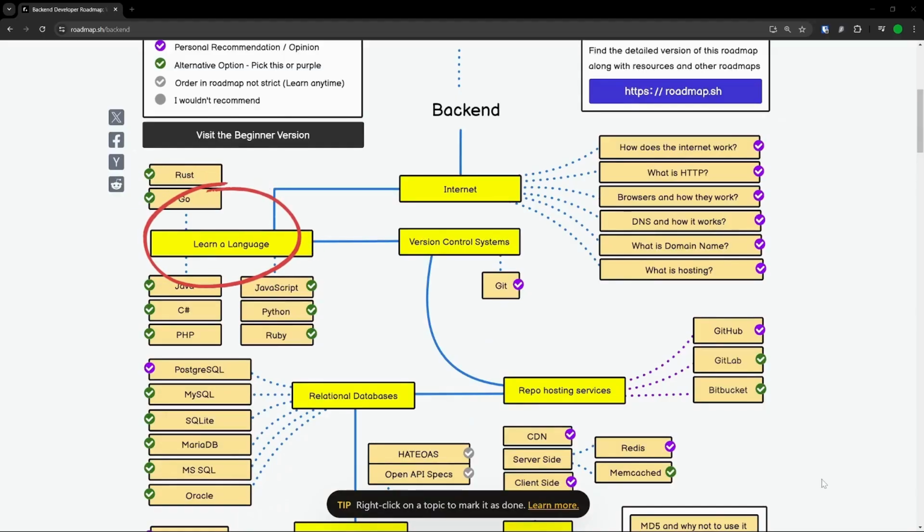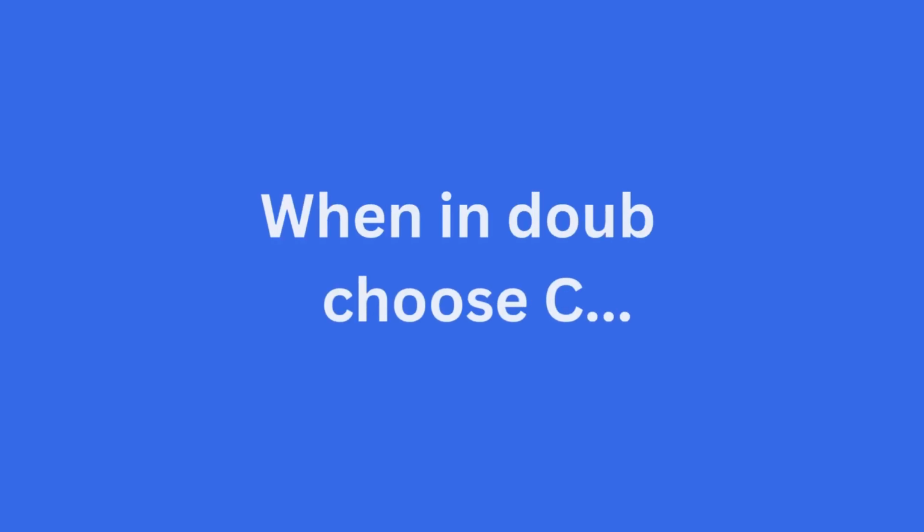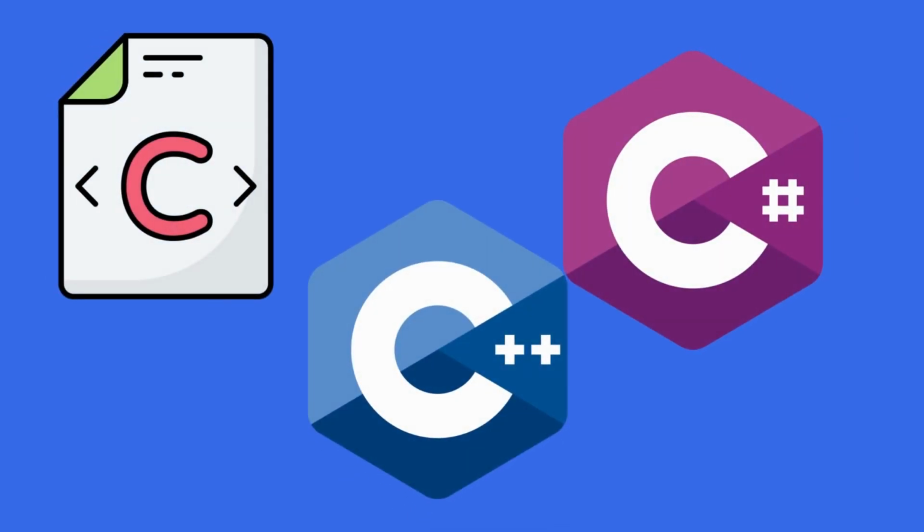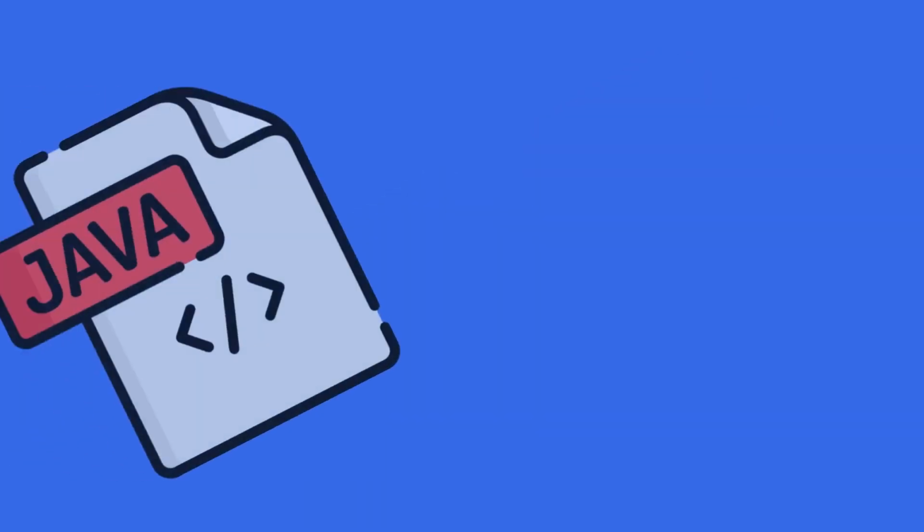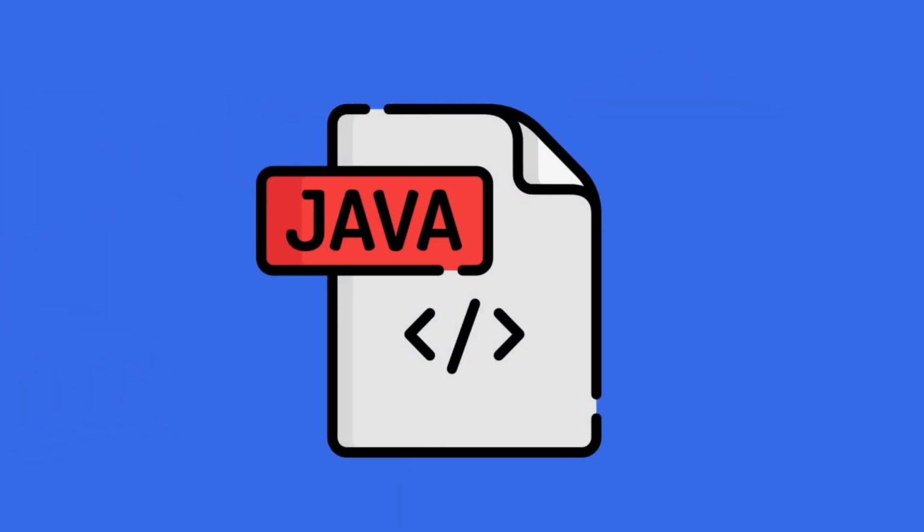The age-old question, which language should I choose? If it's your first language and you have no real idea what you want to do with it, pick something in the C family, like C, C++, C#. Why? Because the basics of these languages are highly transferable amongst themselves. Java is also a pretty good one.